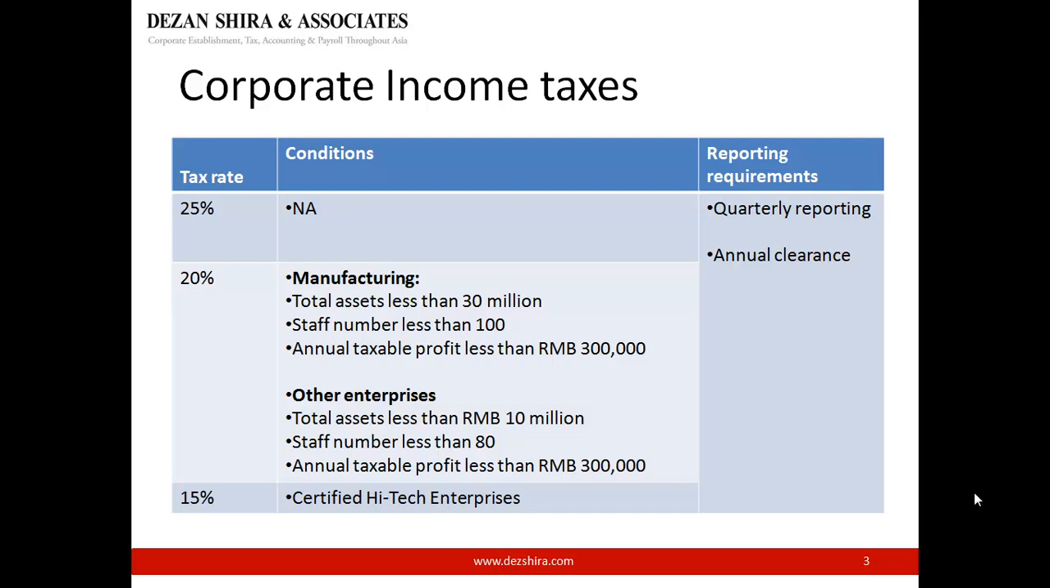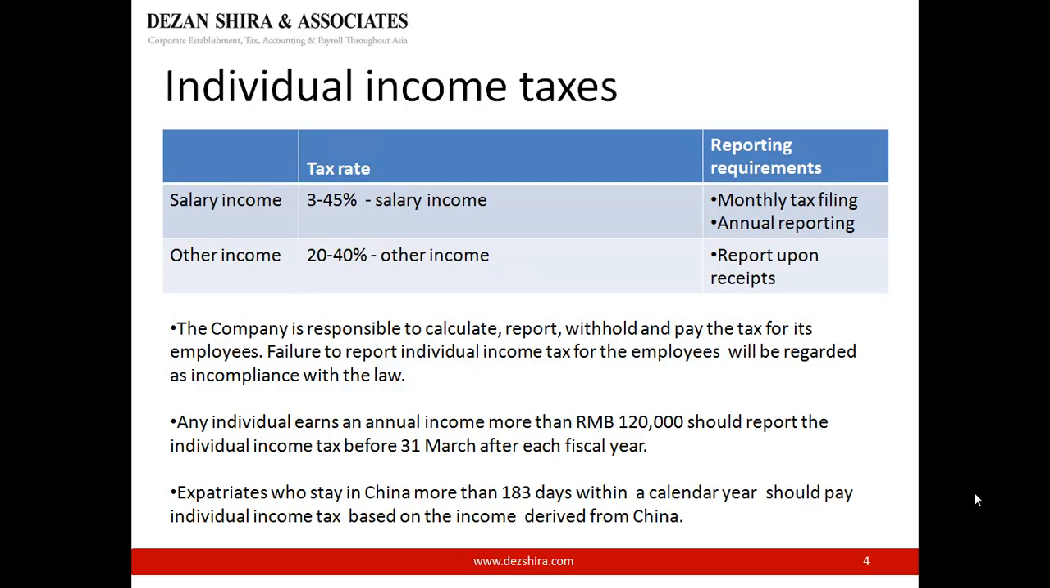The reporting requirement for corporate income tax is first a quarterly tax filing and then an annual clearance after every fiscal year. So this is the general idea on the corporate income tax. And the second part is the individual income taxes, which all of you will be very interested in.